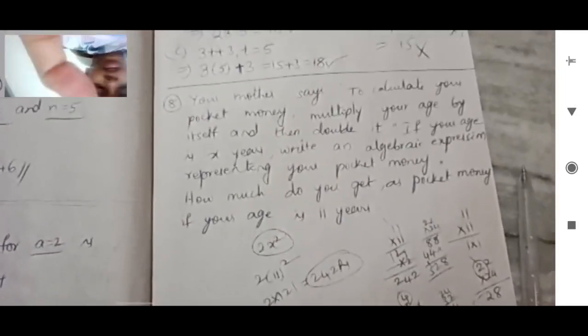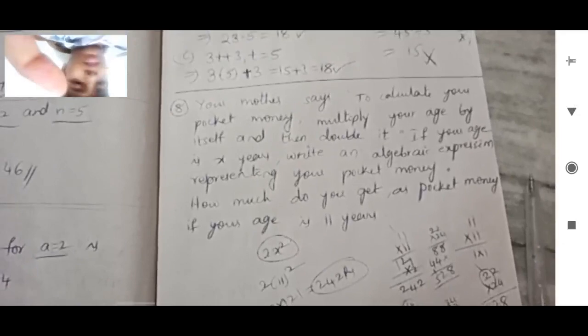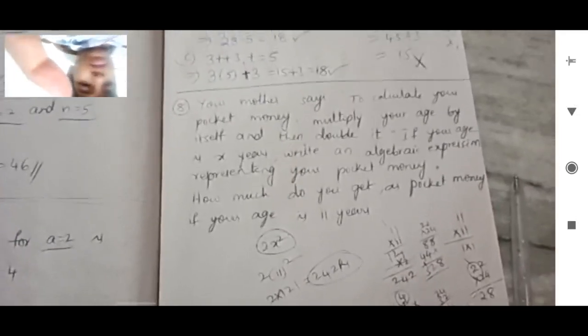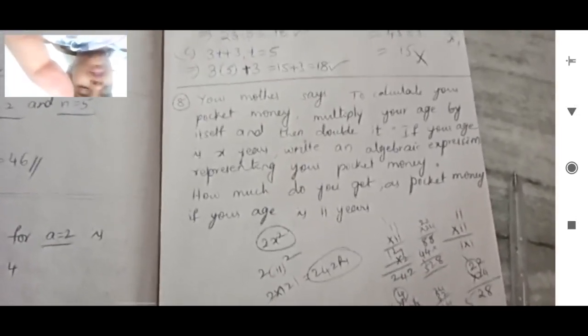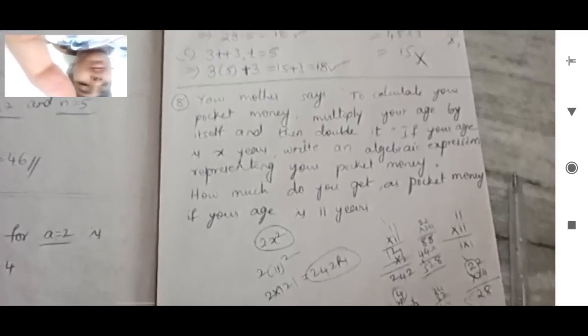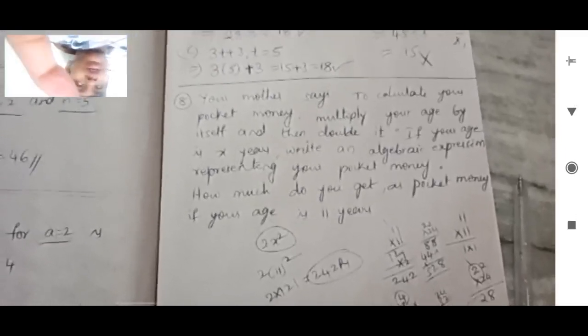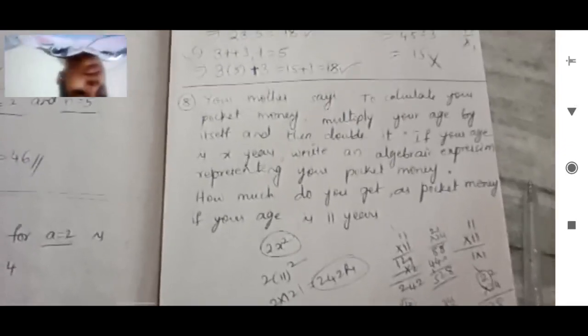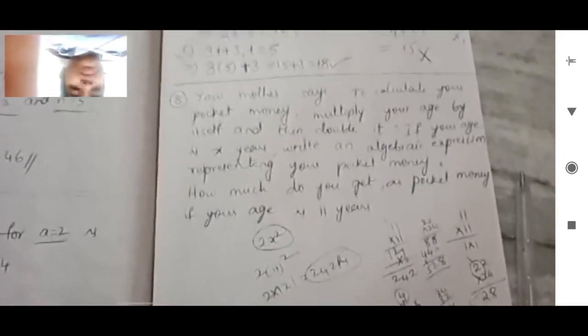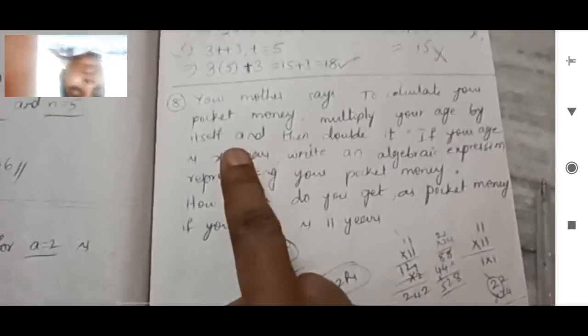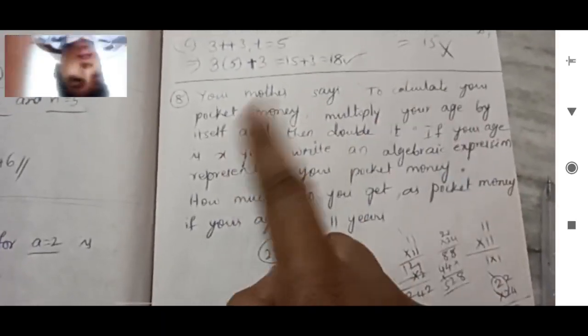11 into 11, 121. Then double it. Double 121. How much will you get? 242. Yes, 242 is your pocket money. Yes, multiply your age by itself and then double it.